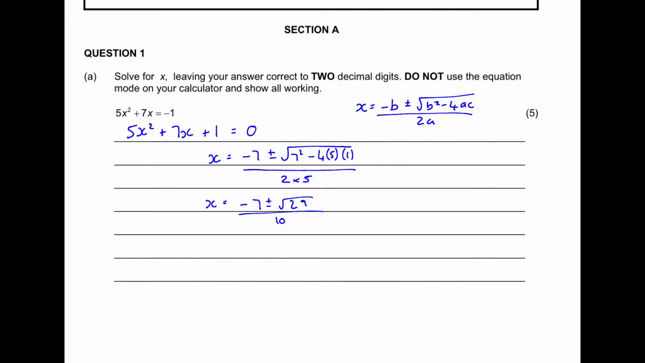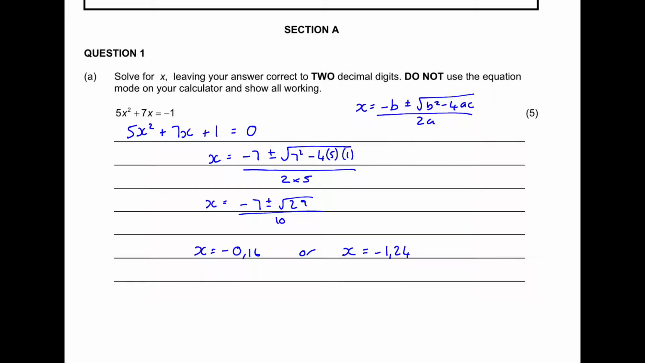So you're going to plug this whole expression into your calculator, first using the plus sign, and write down your answer, and then go back and edit your input into the calculator, and then use the minus sign. So with the plus sign, we get x equals negative 0,16, and then when we edit and replace it with the minus sign, we get minus 1,24.